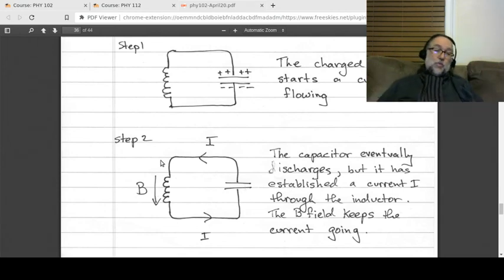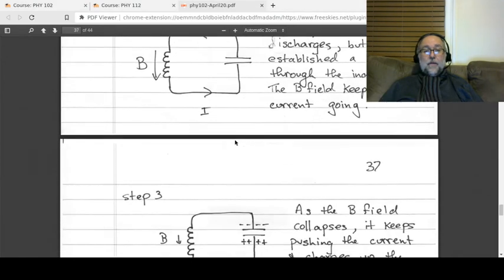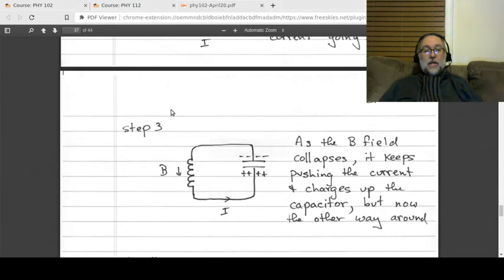And now we're in the situation where we have a current and it's being pushed through the inductor by the magnetic field. The inductor says, no, I don't want this current to slow down. I don't want this current to stop. Keep it going. And so the current keeps going. And you know what's going to happen? Yeah, the capacitor is discharged, but not for very long. Because as the magnetic field collapses, the inductor keeps pushing that current, and now the capacitor starts to build up with a positive charge on this side and a negative charge on that side.